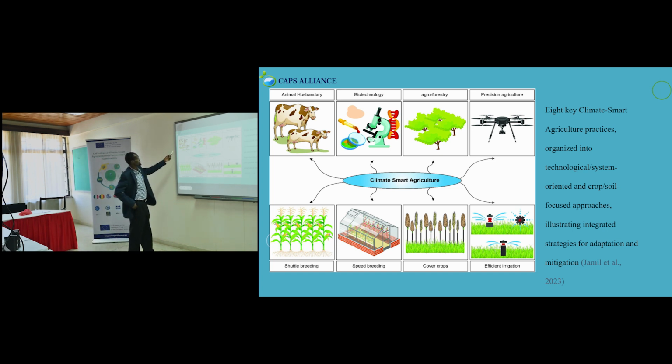Here we have animal husbandry, we have biotechnology, as we said, to develop varieties of seeds that are resistant to drought, that do not require a lot of water, they can mature very fast, and so forth. Then we have agroforestry there, we have AI technologies to monitor irrigation, and so forth. Can you go next?